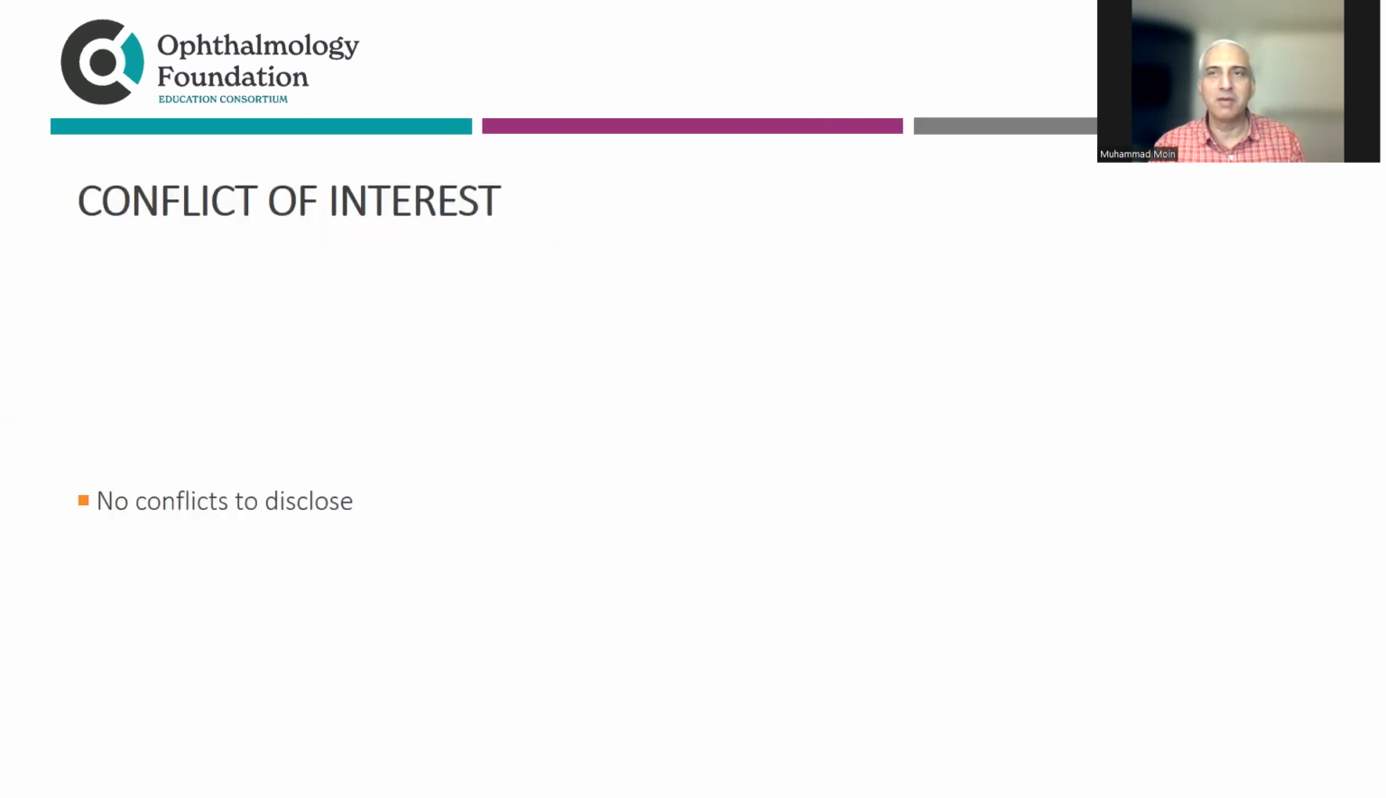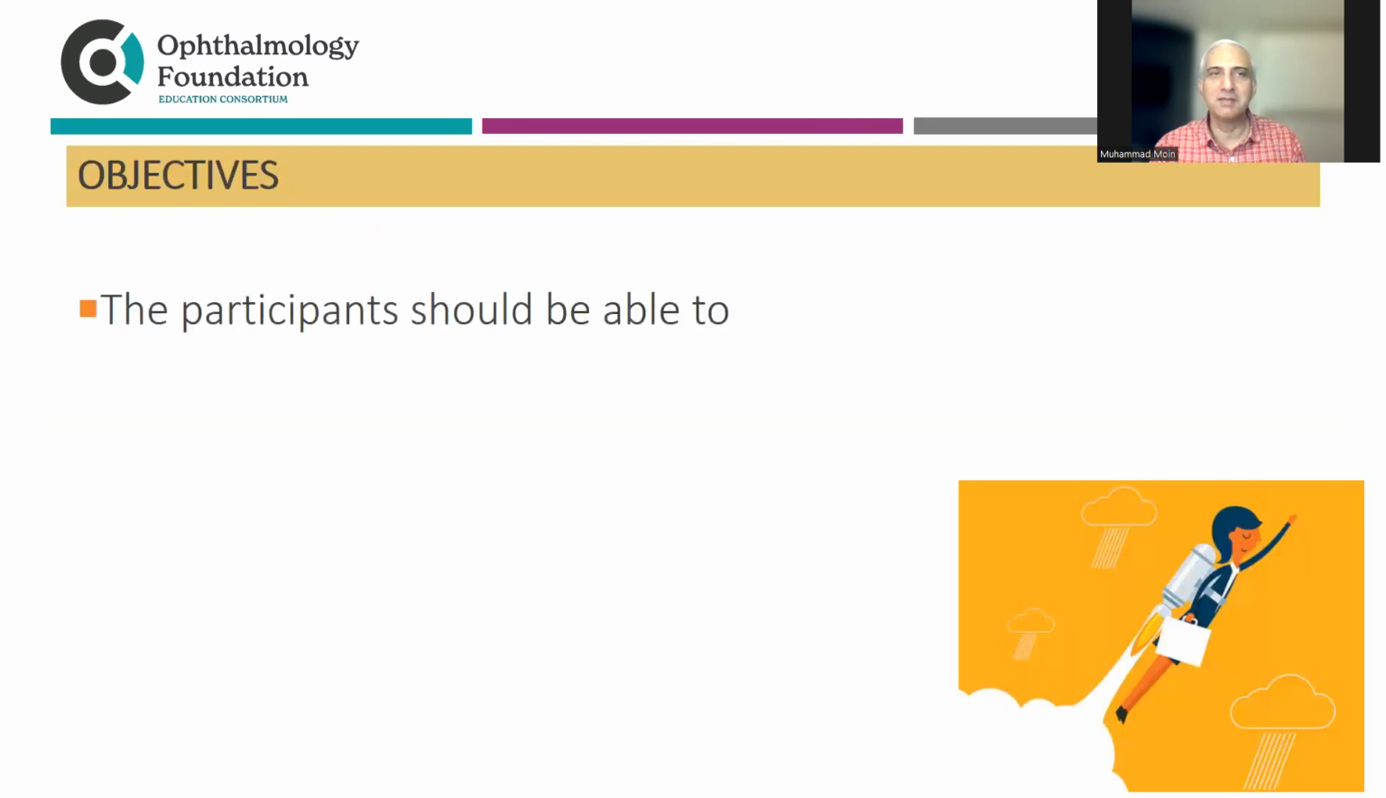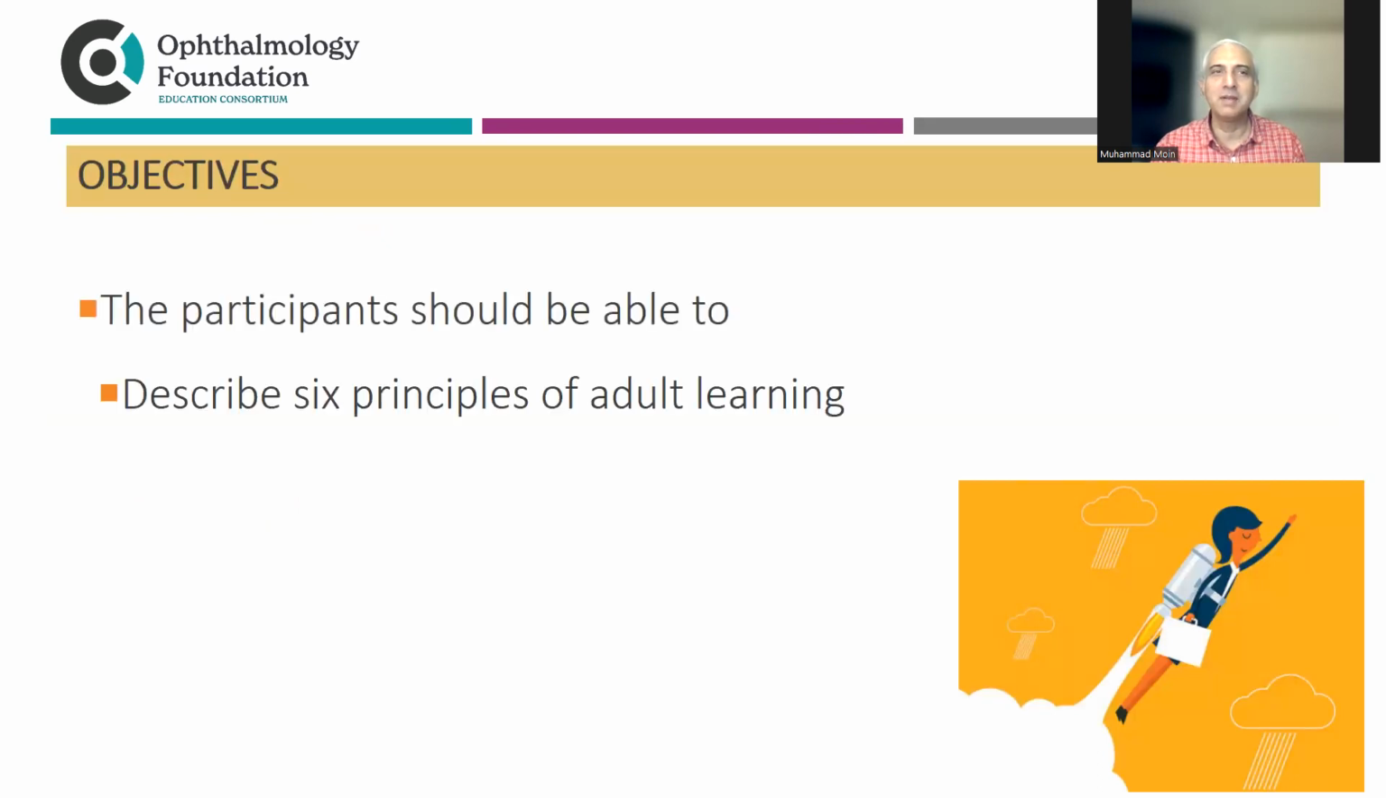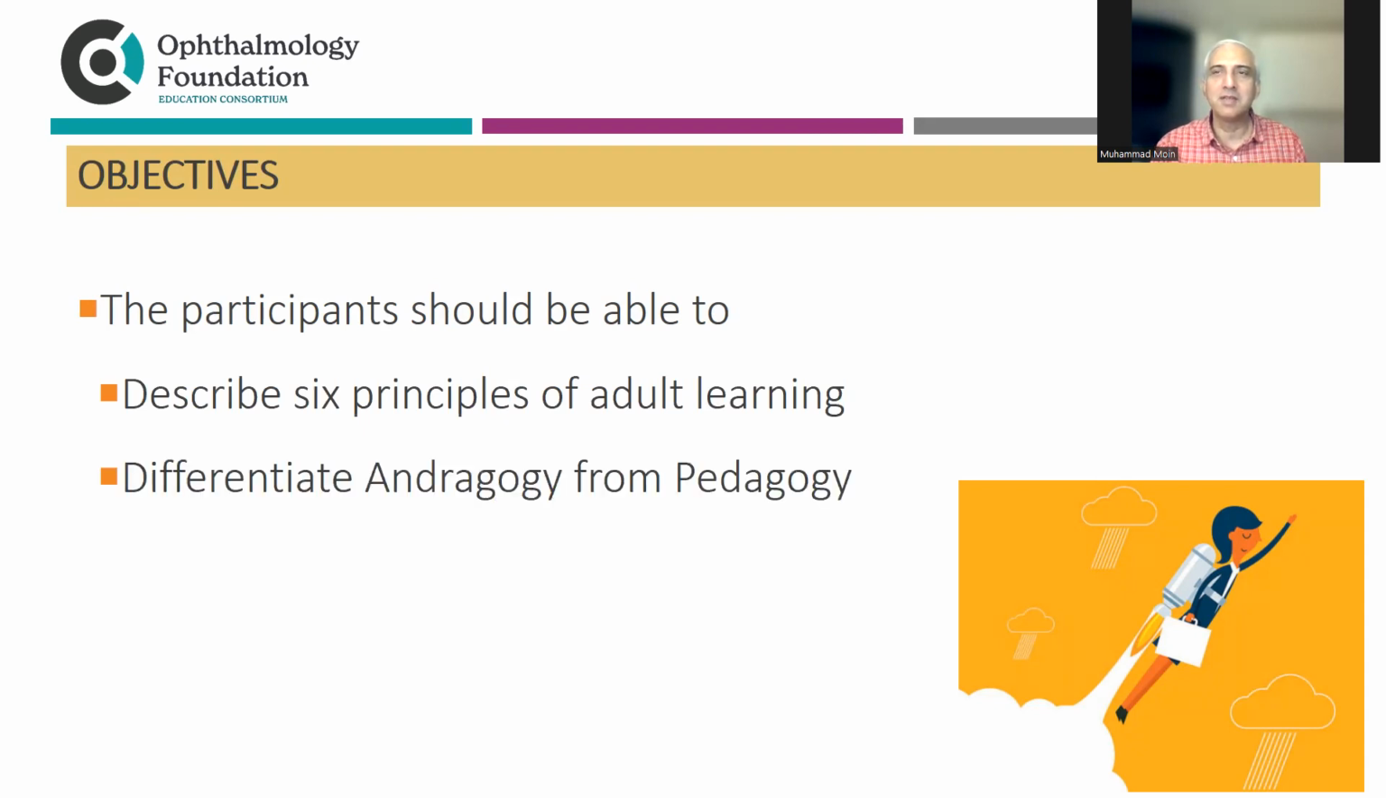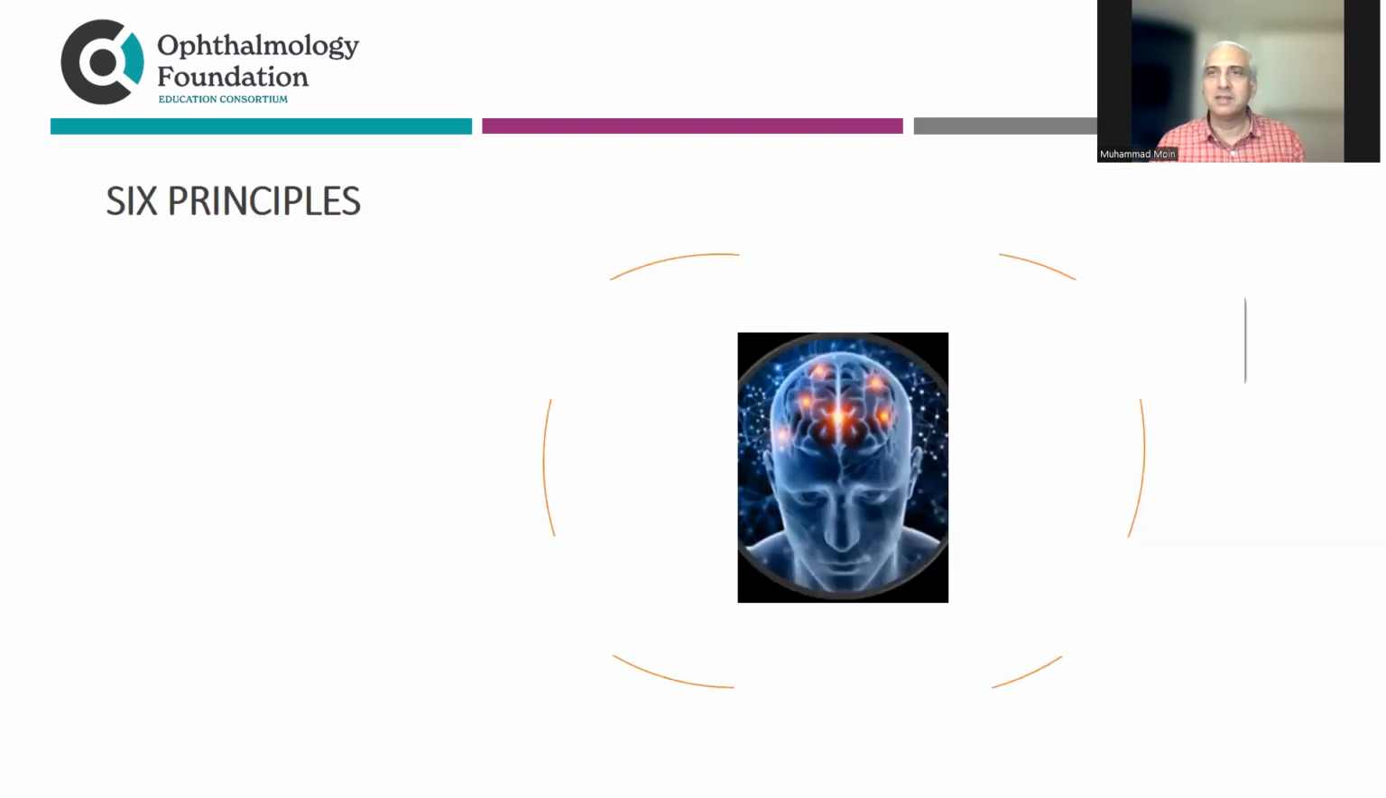No conflict of interest, and the objectives are that the participants should be able to describe the six principles of adult learning and to differentiate andragogy from pedagogy. So what are the six principles? Let's take them one by one.